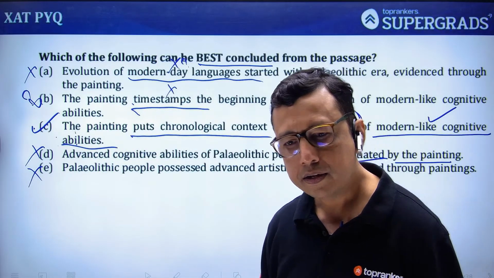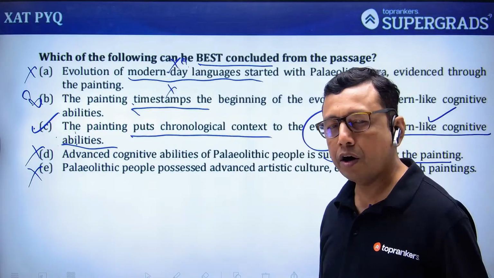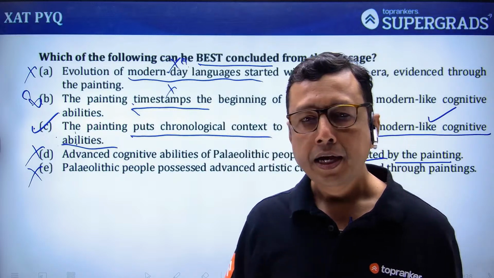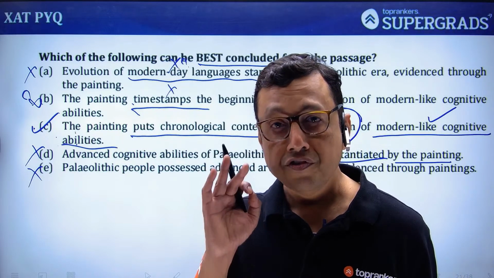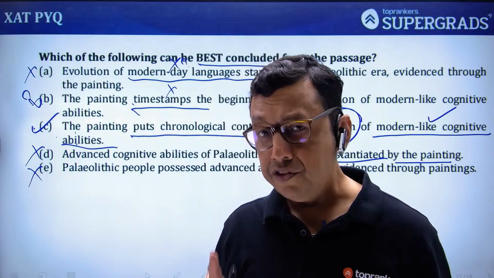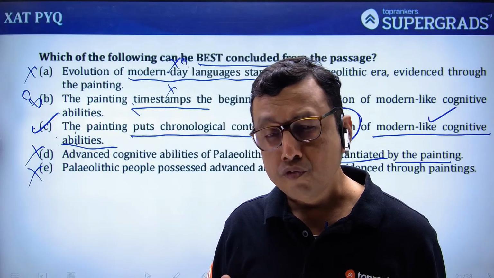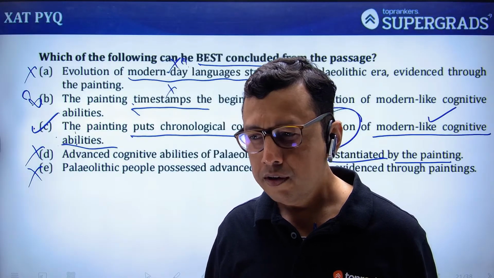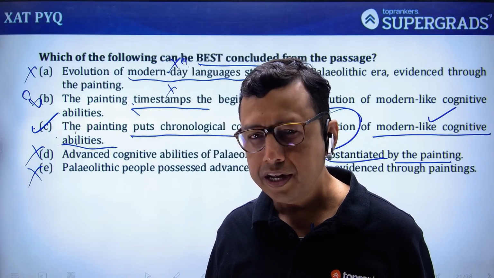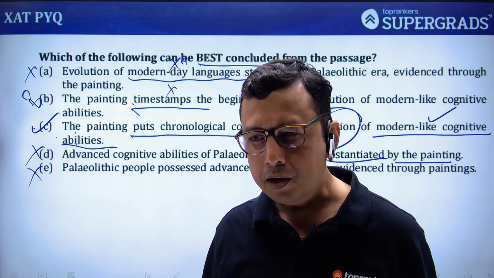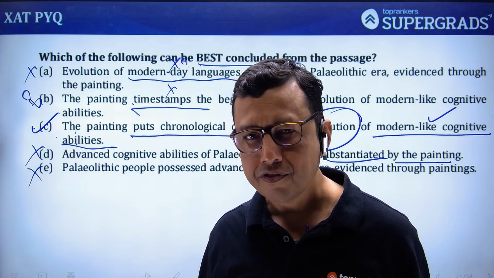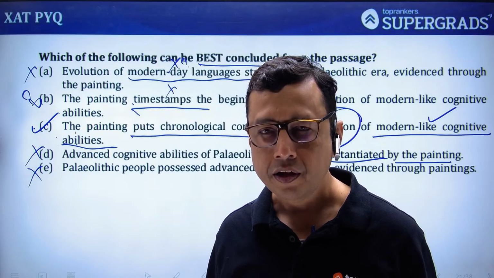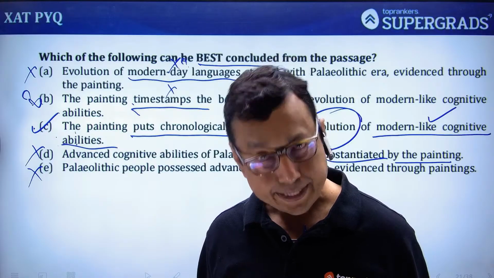Clear? So now this is how you can eliminate the options. Once you are sure of the logic of elimination, I'm sure you will get most of the questions right. Remember, in XAT, accuracy is very important. Even if you solve, let us say, instead of 17 questions, 13 or 15 questions, a compromise of 2 or 3 questions for the sake of accuracy is not a bad idea, right? Okay.